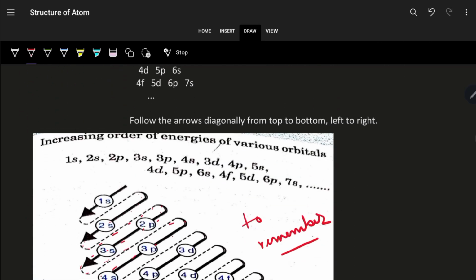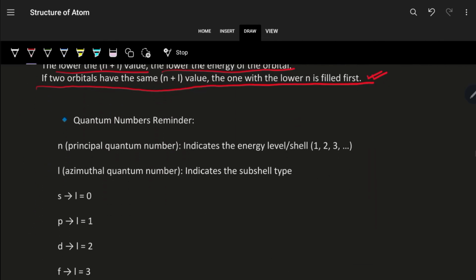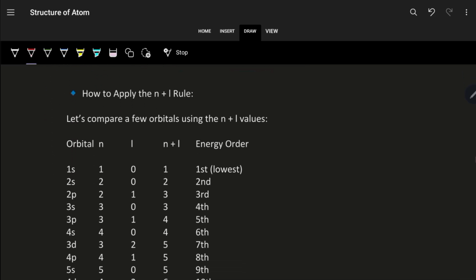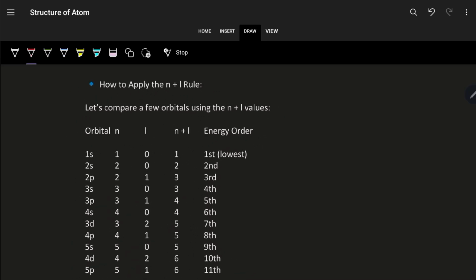So let's proceed again. The quantum numbers reminder: n is the principal quantum number indicating the shell number. l is the azimuthal quantum number indicating the subshell. If it is s, then l will be equal to 0. If it is p, l will be equal to 1. If it is d, l will be equal to 2. If it is f, l will be equal to 3. Now this n+l rule governs the energy order and the order of filling electrons.